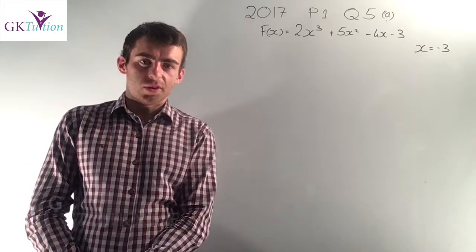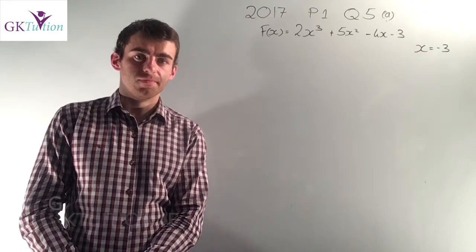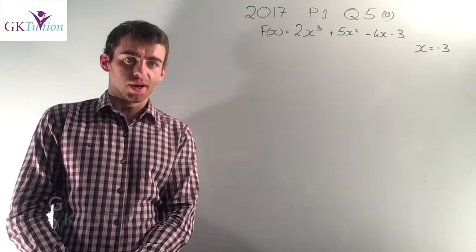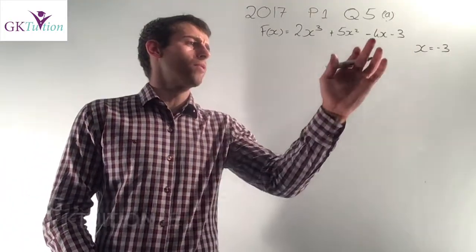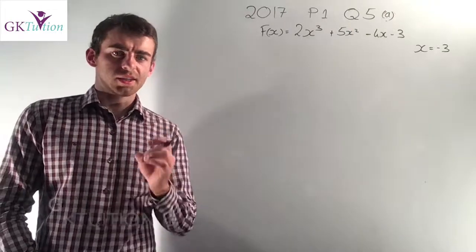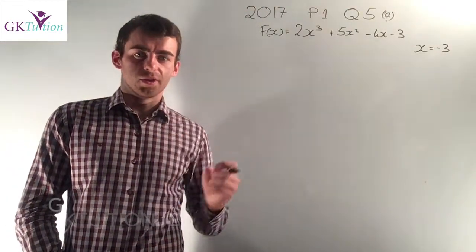So the question I've chosen to go through is 2017 Paper 1 Question 5 Part A. There's two parts to this question, okay? It tells me that f of x is 2x cubed plus 5x squared minus 4x minus 3. It asks me to prove that x equals minus 3 is a root and find the other two roots.